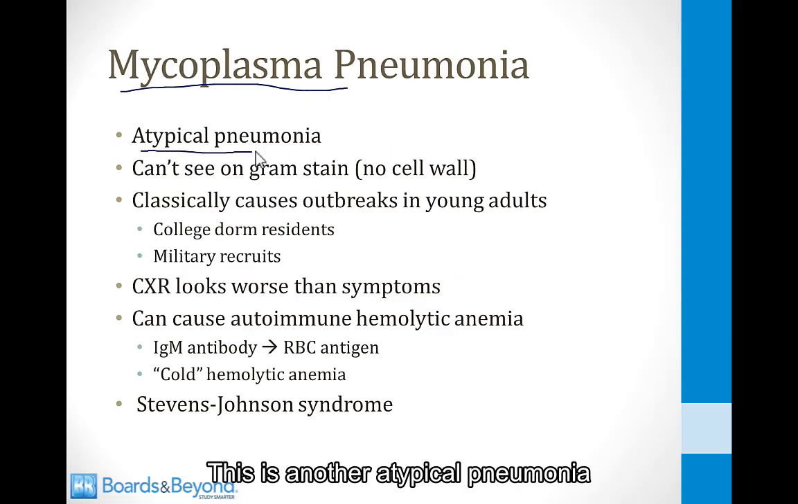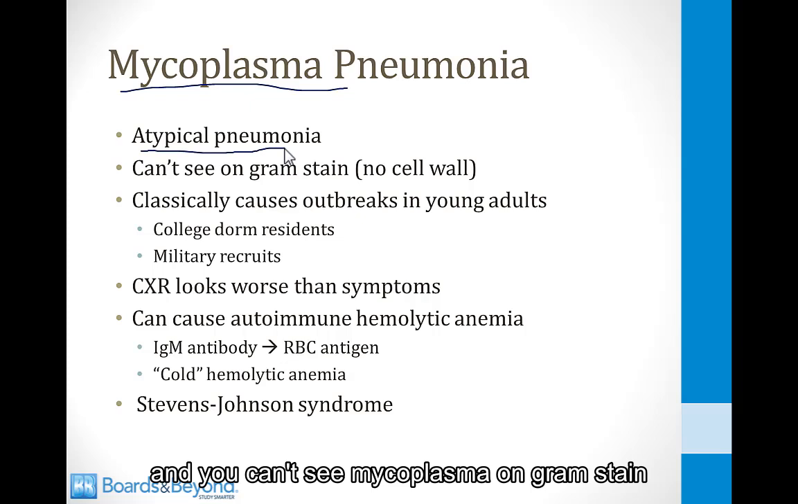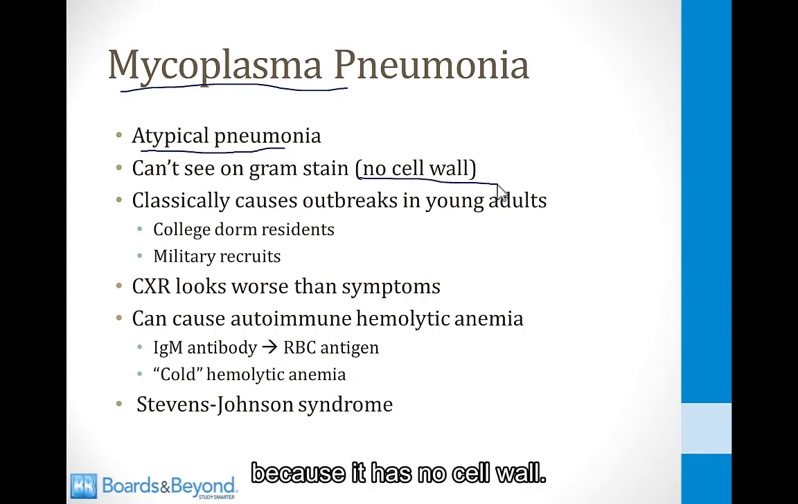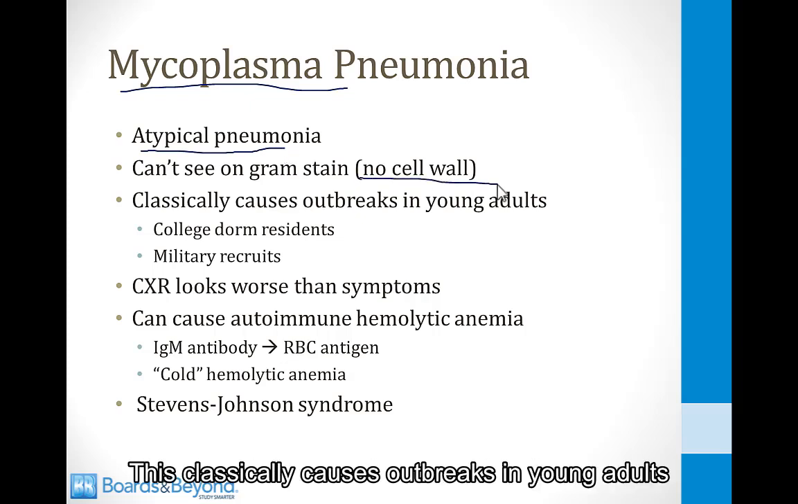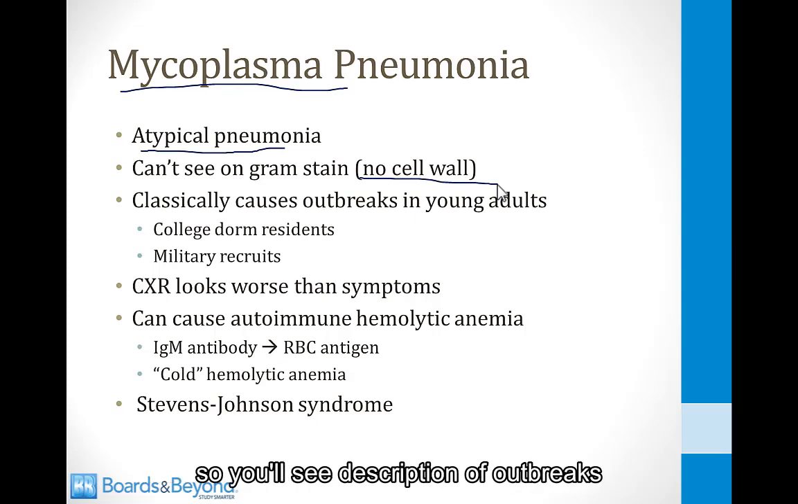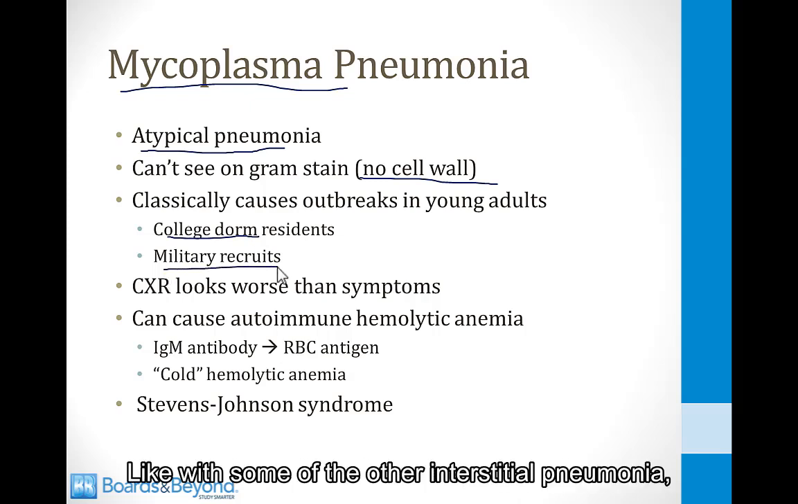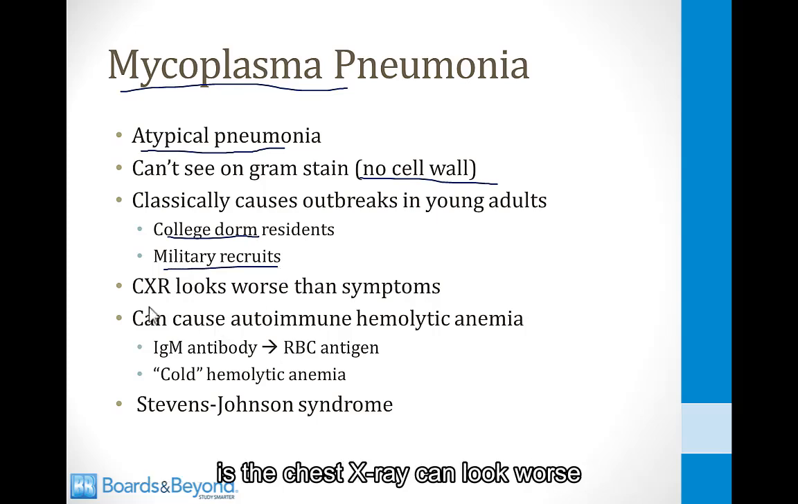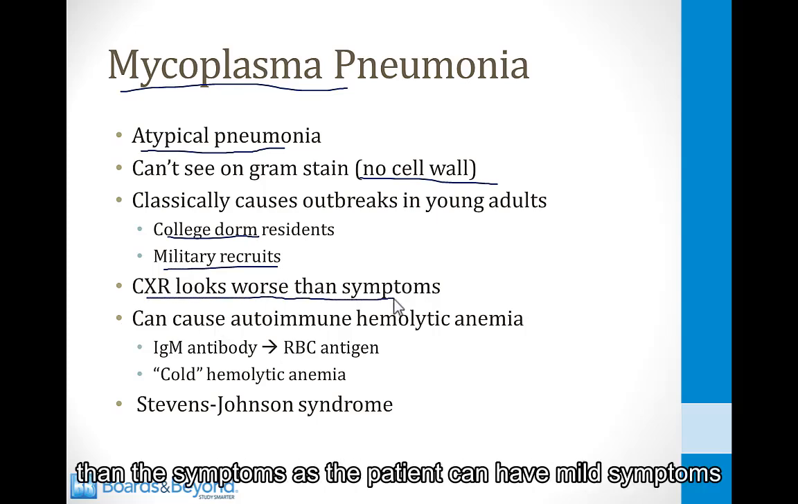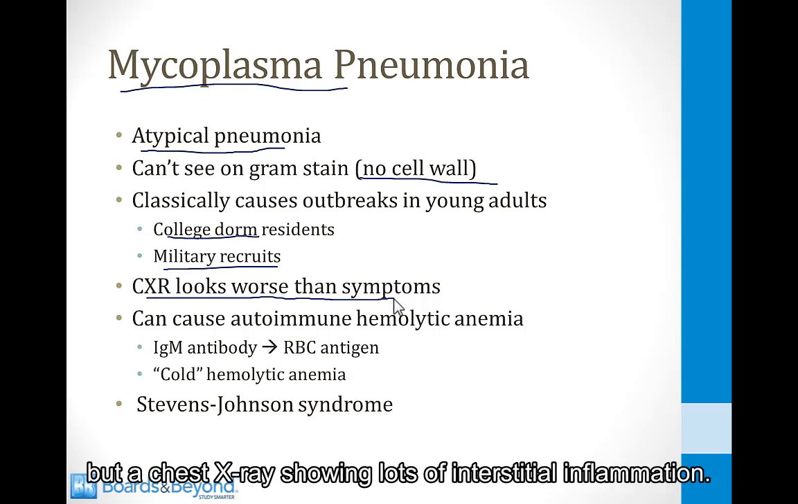This is another atypical pneumonia, and you can't see Mycoplasma on gram stain because it has no cell wall. This classically causes outbreaks in young adults, so you'll see description of outbreaks in a college dorm, for example, or in a military base among recruits. Like with some of the other interstitial pneumonias, the chest x-ray can look worse than the symptoms, so the patient can have mild symptoms, but a chest x-ray showing lots of interstitial inflammation.